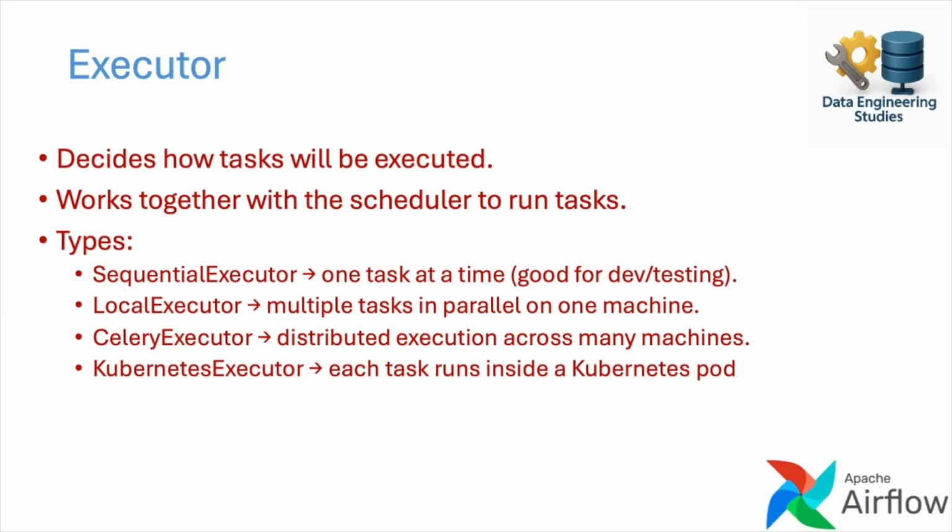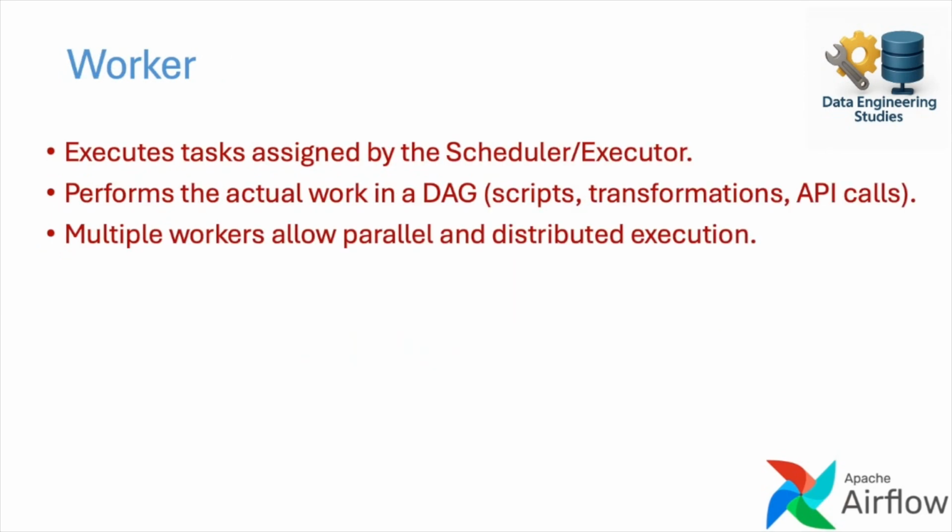The next component is the worker. The worker in Apache Airflow is where the actual execution happens. It executes the tasks assigned by the scheduler and the executor. This means that it is responsible for performing the real work inside a DAG, such as running a script, performing transformation, or making an API call. With multiple workers, Airflow can run tasks in parallel and also distribute workloads across machines, which improves scalability and efficiency.